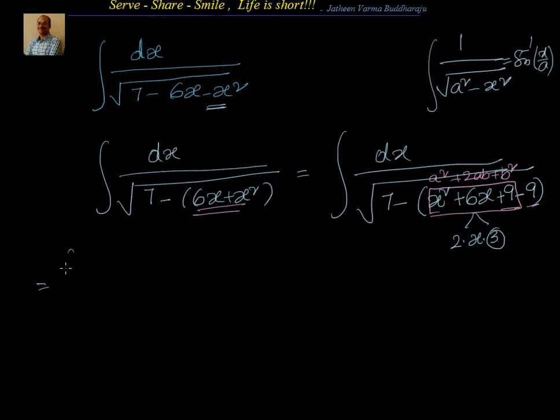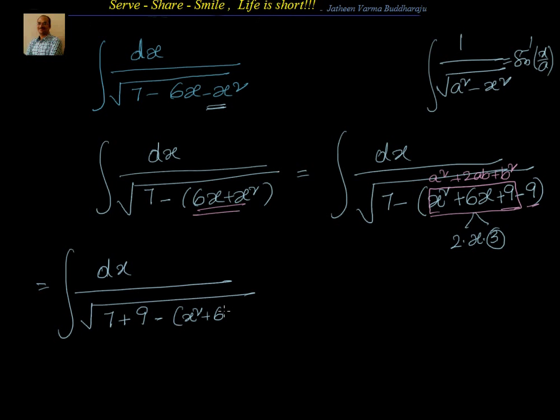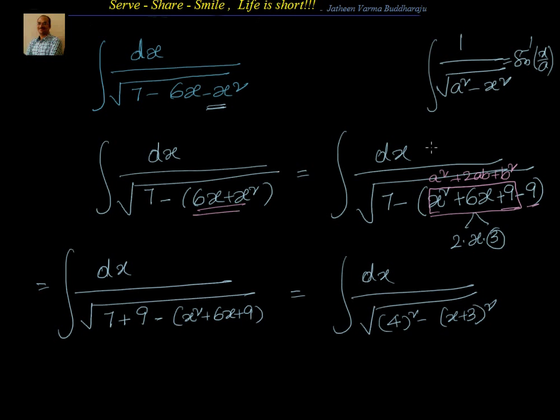Okay. So the next step will be the integral of dx by square root of 7 minus of minus 9. So I will say 7 plus 9 minus of x square plus 6x plus 9. That's equal to the integral of dx by square root of 4 square minus x plus 3 whole square. Now we are into the format we want, a square minus x square format. So we can write down the answer now. That's equal to sine inverse of x plus 3 by a, which is 4, plus c. So the answer is sine inverse of x plus 3 by 4 plus c.